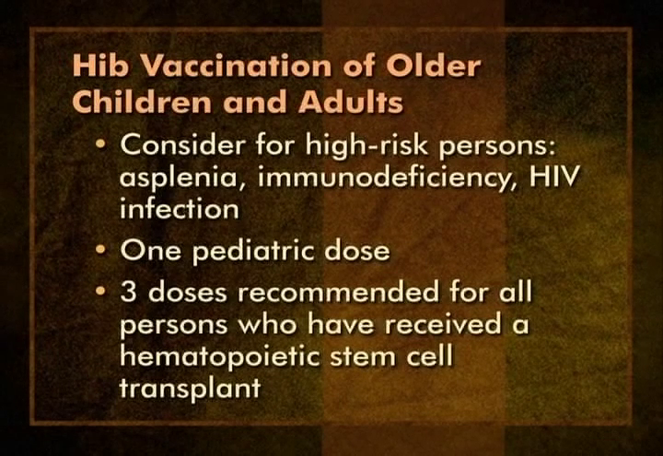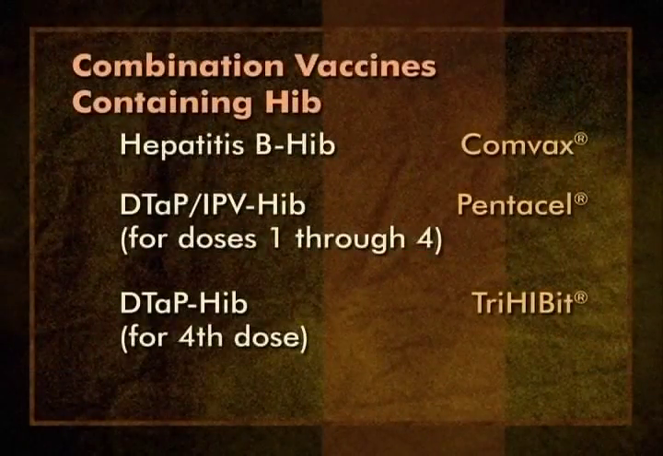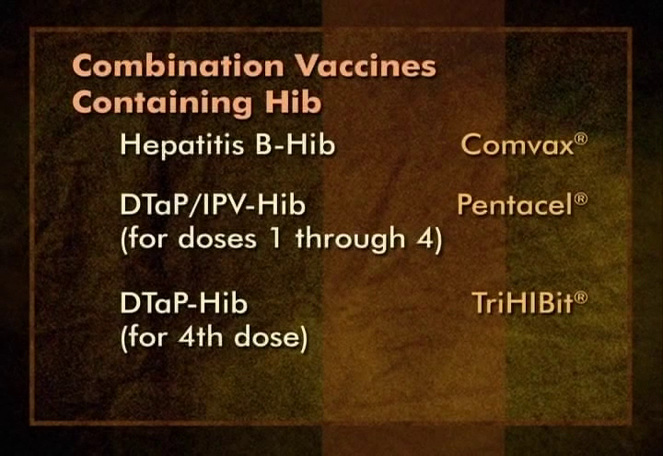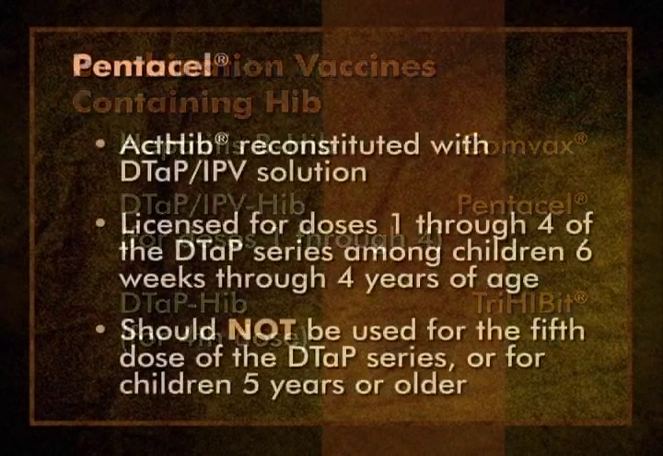A series of three doses of Hib vaccine is recommended for all persons who have received a hematopoietic stem cell transplant. Now that we have discussed the specifics of the use of single antigen Hib vaccines, let's move on to combination vaccines that contain Hib. Three combination vaccines that include Hib are currently available in the United States. There is a hepatitis B Hib combination, Comvax. We will come back to Comvax in a moment. There are also two licensed DTaP Hib combination vaccines, Pentacel and TriHIBit.